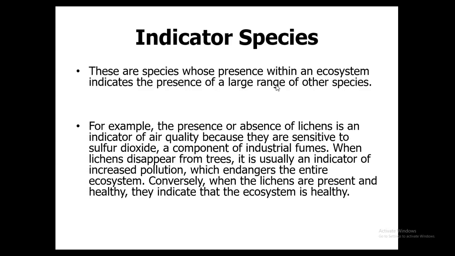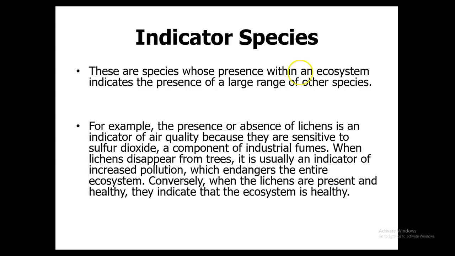Next we have indicator species. Indicator species are those whose presence within an ecosystem indicates the presence of a large range of other species. Example, a lichen. The absence or presence of an indicator species can tell you about air quality.